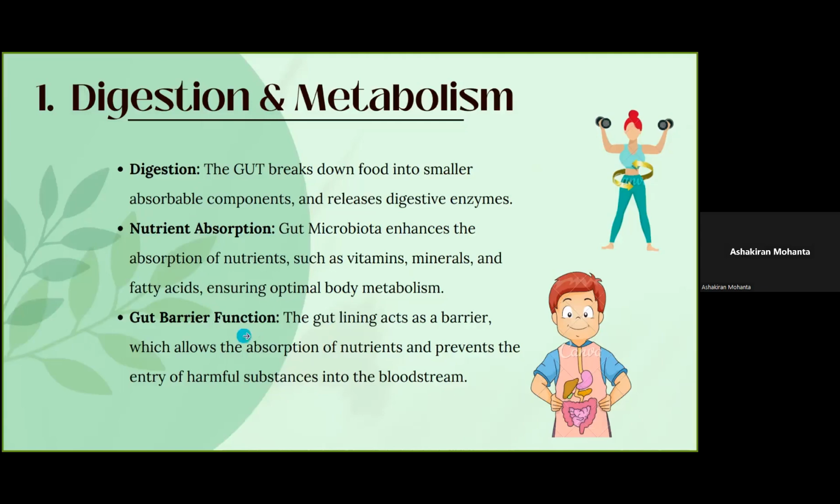Now there is a very important function of the gut, that is the gut barrier function. So the lining of the gut is such that it only allows the absorption of the nutrients into the bloodstream, and it prevents the entry of harmful substances. So this indirectly helps in building up the immunity system of our body. Okay.